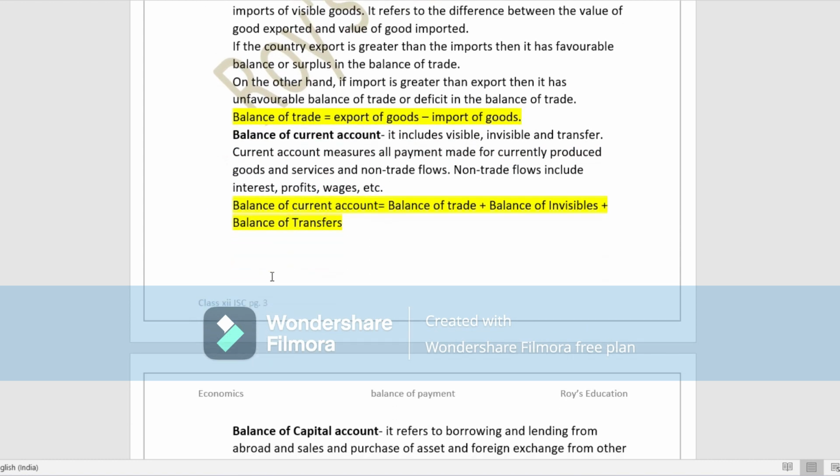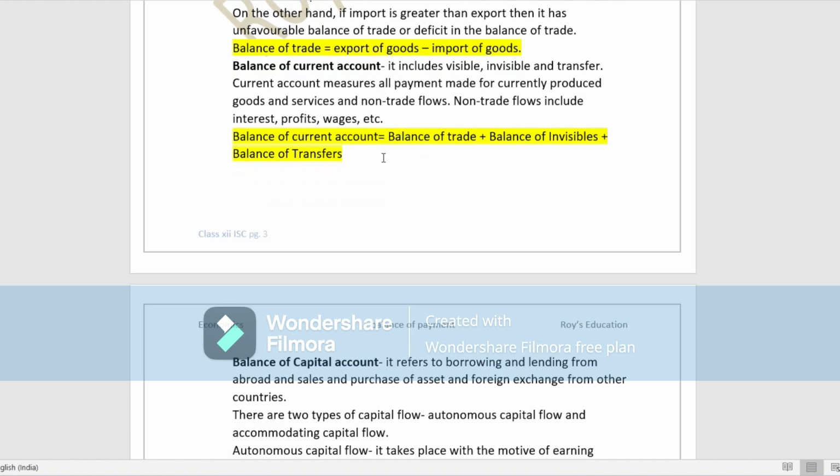Next, we discuss the balance of current account. What is this balance of current account? It includes the visible, invisible, and transfer. Here, all the goods are recorded, whether visible, invisible, or transferred. Current account measures all the payments made for currently produced goods and services and non-trade flows. Here the non-trade flows include what? Interest, profit and wages. These are the non-trade flows. And also your transfers. Balance of transfer is also recorded here.